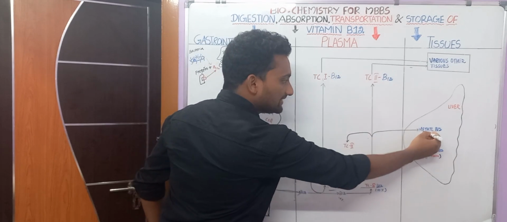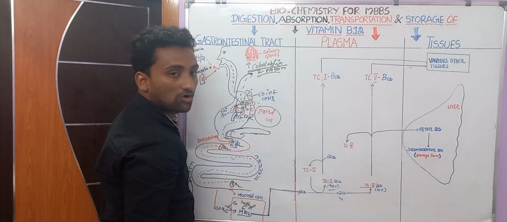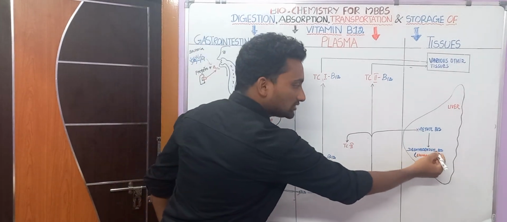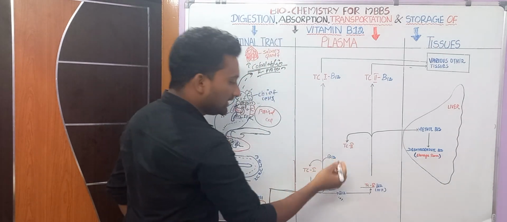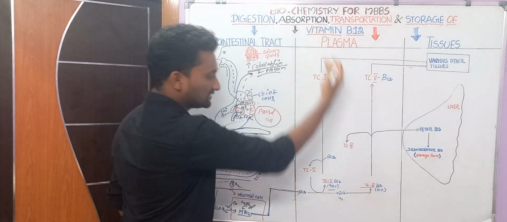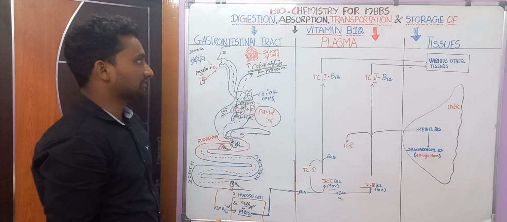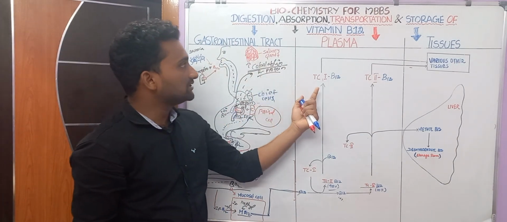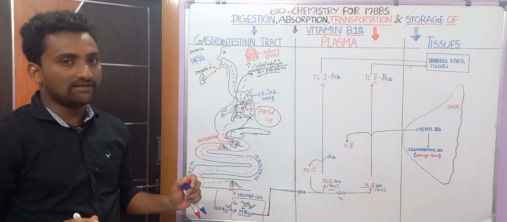In the liver, methyl cobalamin will be converted to adenosyl B12 or adenosyl cobalamin, which is a stored form of B12 in the liver. So here you can see this is what the digestion and transportation in plasma and storage in the tissues occurs. So digestion, absorption, transportation and storage of vitamin B12 is very important.